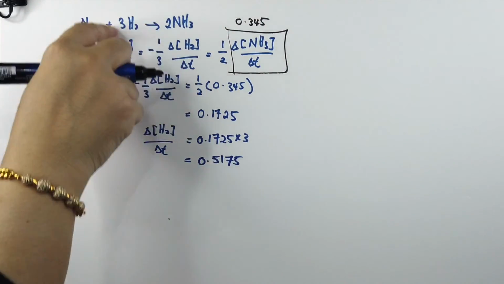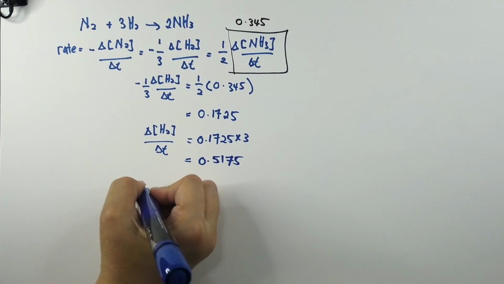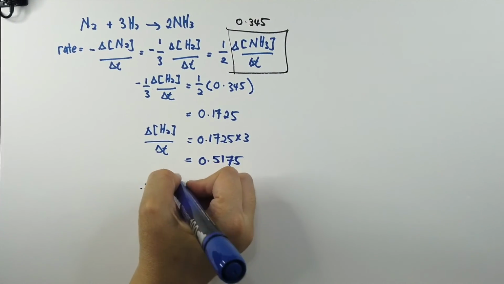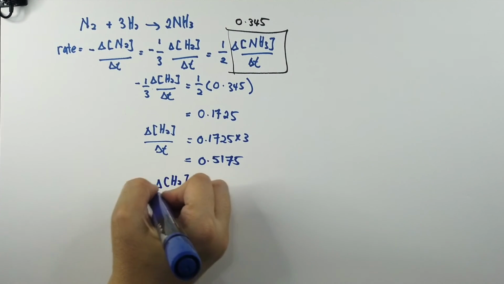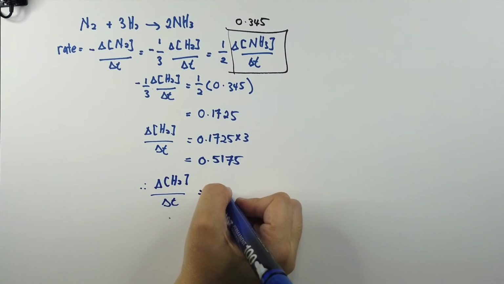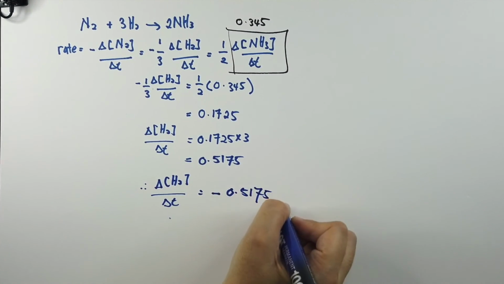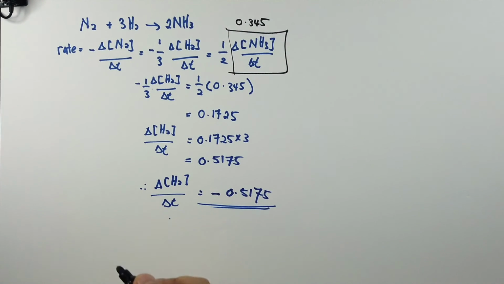Since H2 is a reactant, delta H2 over delta t should be equivalent to negative 0.5175. So this is the final answer for the second question.